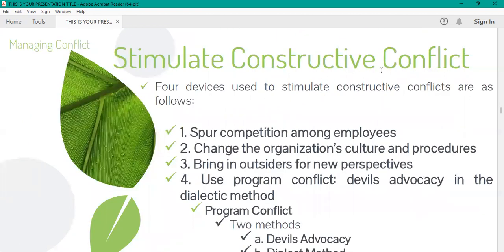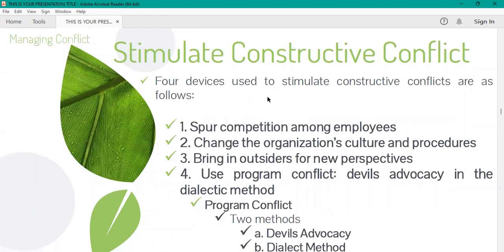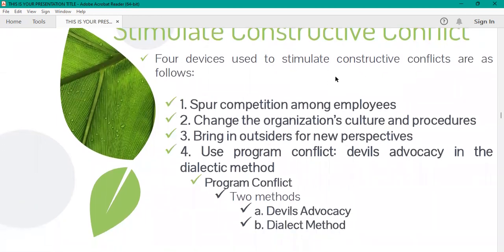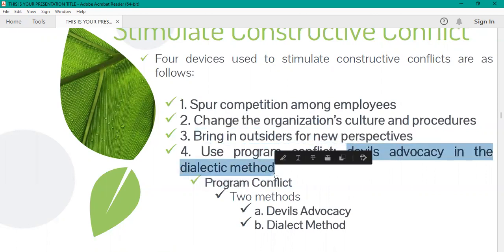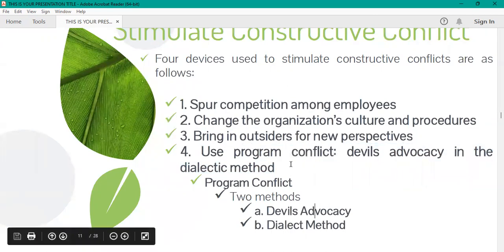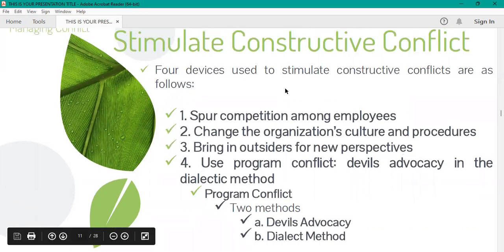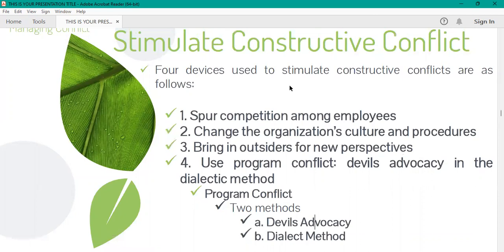So how do we stimulate constructive conflict? We have four devices used to stimulate constructive conflict. These are the following: spur competition among employees, change the organization's culture and procedures, bring in outsiders for a fresh perspective, and use programmed conflict. This could be developed through devil's advocacy and the dialectic method. Okay, we'll be talking about that later. So again, the four devices to stimulate constructive conflict. Constructive conflict is conflict needed for the greater good.